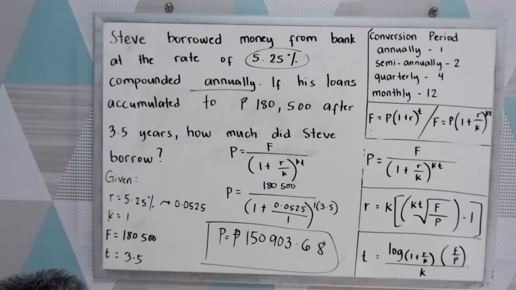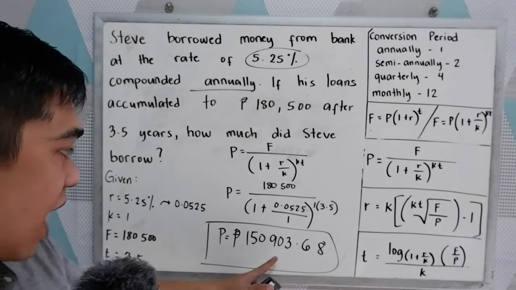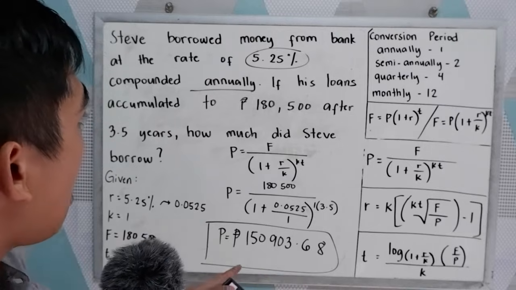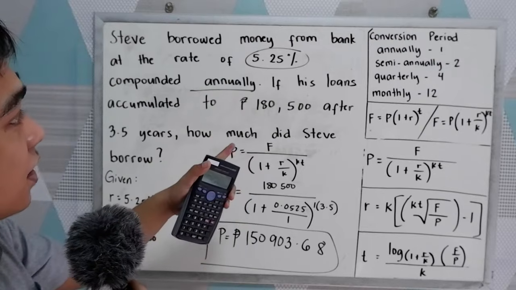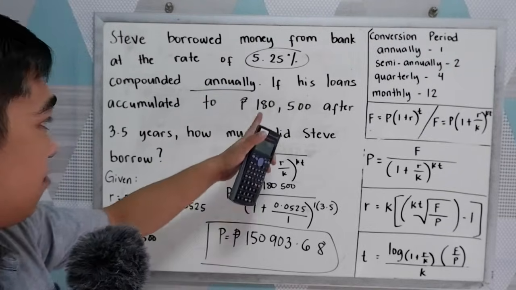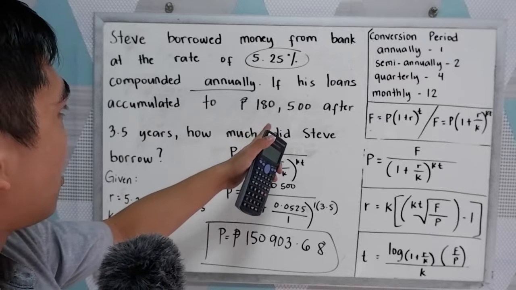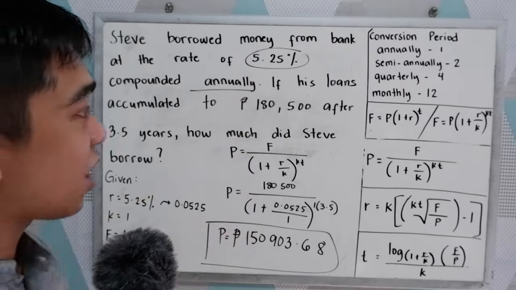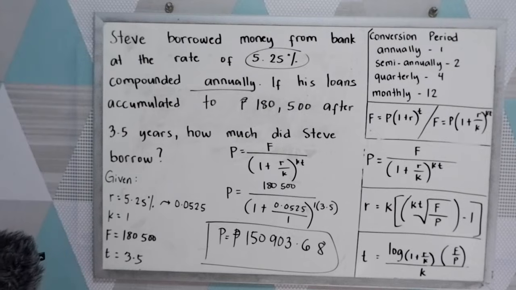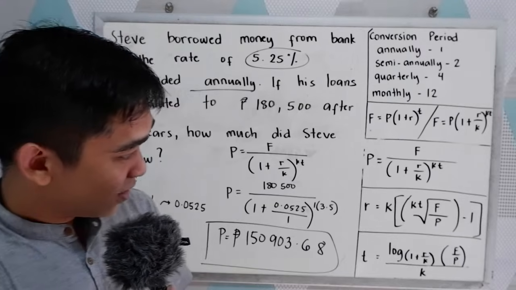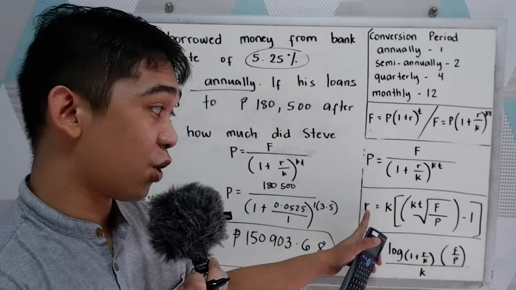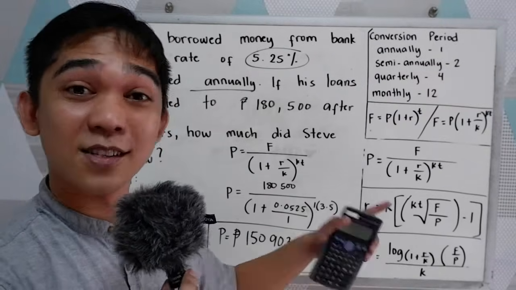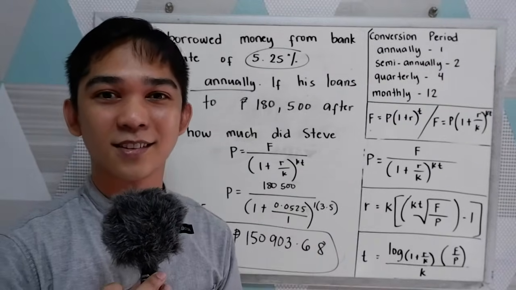So Steve borrowed 150,903.68 pesos from a bank. Then after 3.5 years with a 5.25% interest rate, the accumulated loan will be 180,500. Next will be, what if the missing is the rate? So we're going to use this formula. Stay tuned for our next example.